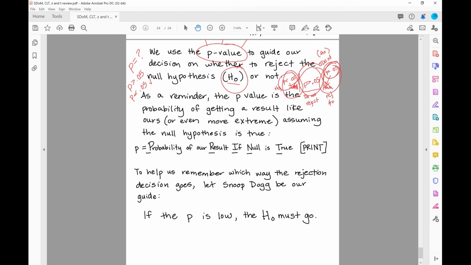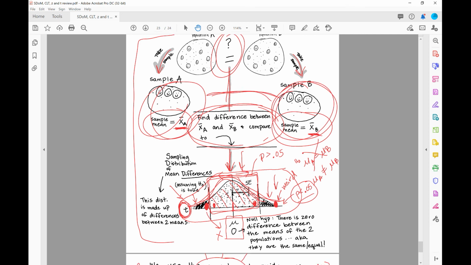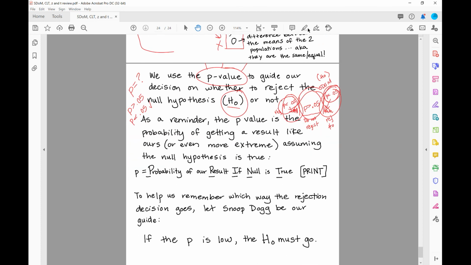So as a reminder, the p-value is the probability of getting a result like the one that we really get in our real samples. We get a certain result and we can calculate the difference between those means. That's our real result. The p-value is the probability of getting that result that we see, or even more extreme than that, assuming that the null hypothesis is true.